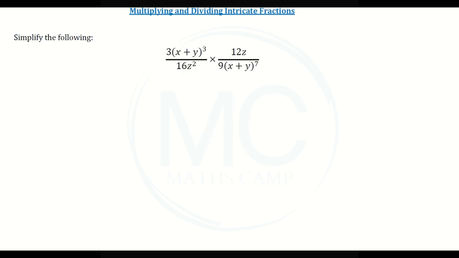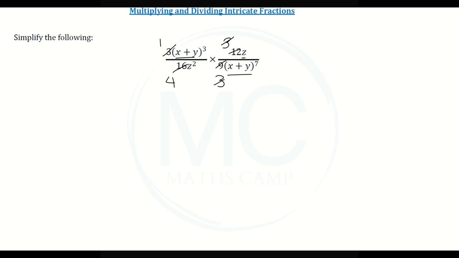Here we have a bracket x plus y and a bracket here x plus y. And remember that when you have a bracket with an exponent, we can still subtract the exponents. So let's cancel these two fractions. 3 divided by 3 is 1. 9 divided by 3 is 3. 16 divided by 4 is 4. 12 divided by 4 is 3. 3 and 3 cancel.